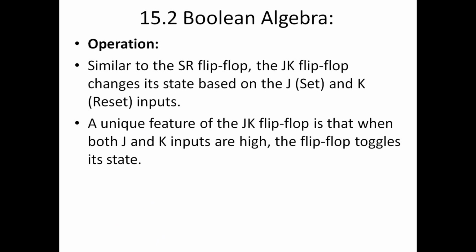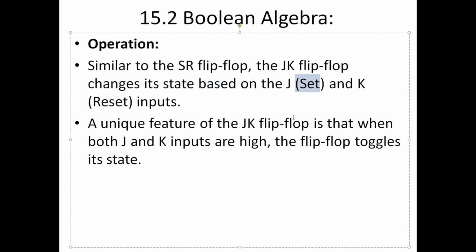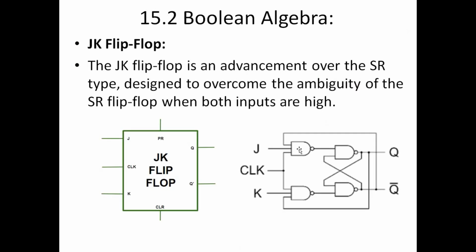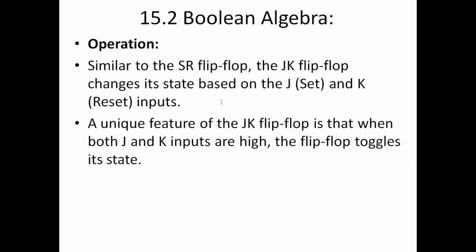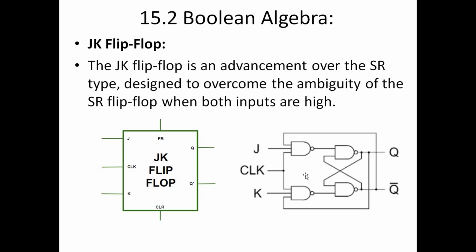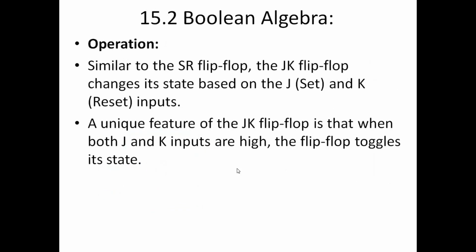The JK flip-flop changes its states based on the J input or the set input and the K input or the reset input. Clock remains same. So these 3 are the inputs, and Q and Q bar are again the output. A unique feature of the JK flip-flop is when both J and K inputs are high, the flip-flop toggles its state. Whatever was its previous state, if it was 0, it becomes 1. If it was 1, it becomes 0.